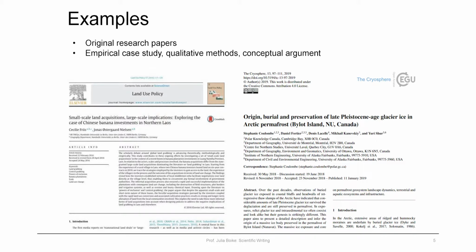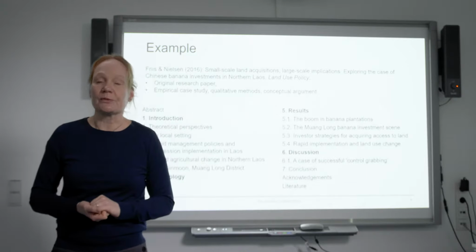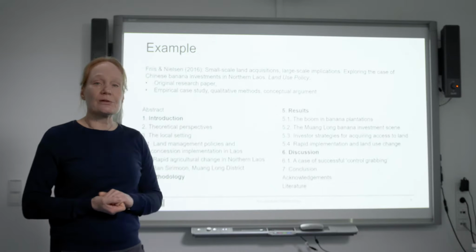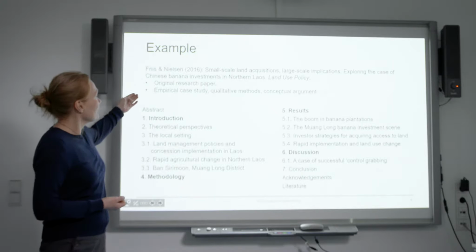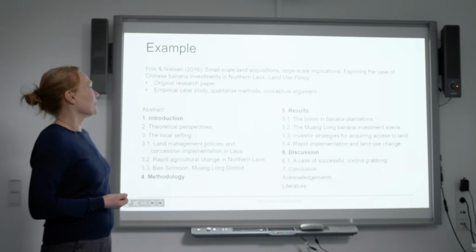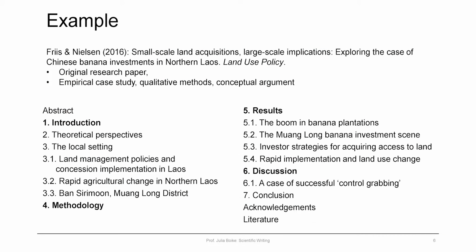You see both of them have an abstract. We also discussed how the abstract is not divided into sections, but it has your mini paper structure already in it. The left example I told you about from Cecile and Jonas follows the typical structure of the paper that we discussed before. It is an original research paper, an empirical case study with qualitative methods and conceptual arguments. As you can see here, the structure, introduction, methods, results, and discussion, follows the typical paper structure that we discussed, each with subsections, of course.